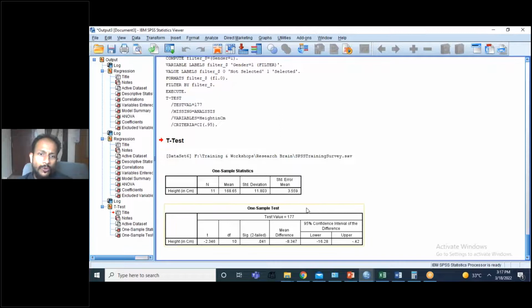Now we have to look out for the p-value, that is the sig value. If the p-value is lesser than 0.05, we reject the null hypothesis. If the p-value is above 0.05, we accept the null hypothesis. Now in this case, if you look at the p-value, it comes to 0.041.